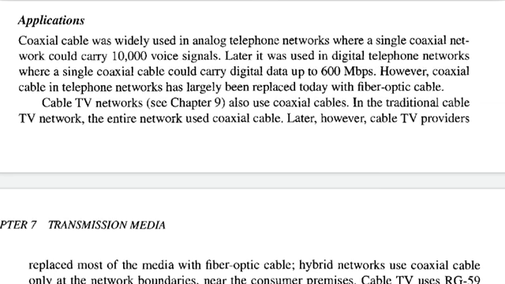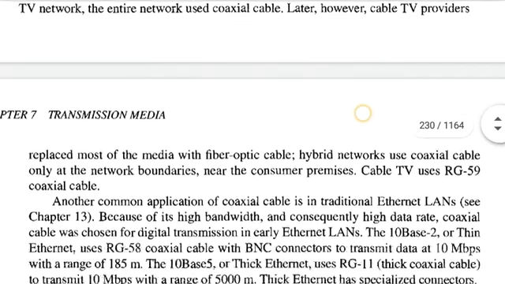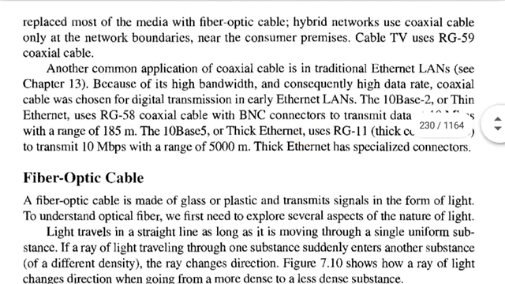Cable TV networks also use coaxial cables. In the traditional cable TV network, the entire network used coaxial cable. Later, however, cable TV providers replaced most of the media with fiber optic cable. Hybrid networks use coaxial cable only at the network boundaries near the consumer premises. Cable TV uses RG59 coaxial cable.